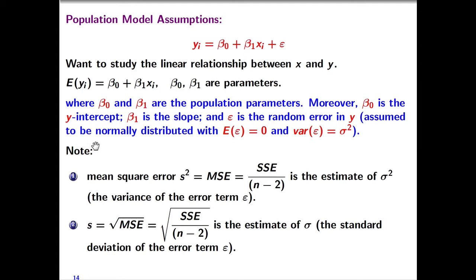There are two important notes I would like to mention. Note number 1, mean square error, S square equal to MSE, is equal to SSE over n minus 2, and is the estimate of sigma square, which is the variance of the error term epsilon. And S is equal to the square root of MSE, or the square root of SSE over n minus 2, which is the estimate of sigma, the standard deviation of the error term epsilon.